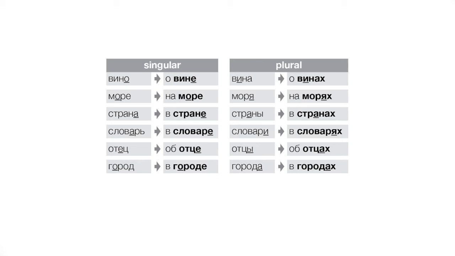So вина means wines, о винах, моря, на морях, страны, в странах, словари, в словарях, отцы, об отцах, города, в городах. This is something we'll talk about in book four when we review stress patterns in nouns, but one way to think of this is columnar stress, meaning in the singular column you've got one thing going on: the stress tends to stay on one particular syllable. Sometimes that syllable will change, but within the plural column it's normally consistent. So that's the major difference in terms of stress patterns for nouns: a lot of them will change from the singular to the plural, but within the singular or within the plural, it tends to be consistent. Now, there's a lot more to say about stress, so I don't mean to oversimplify this, but that's generally a very good guideline.